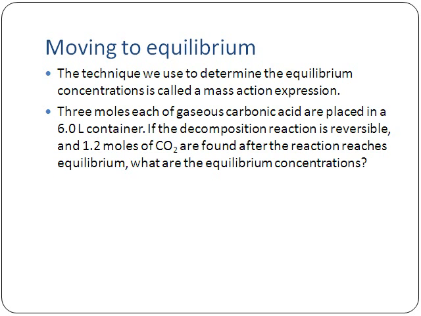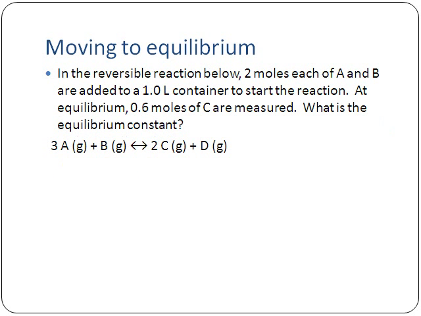So here's what we know. In the reversible reaction below, 2 moles each of A and B are added to a 1-liter container to start the reaction. At equilibrium, 0.6 moles of C are measured. What is the equilibrium constant? In this case right here, we do not know what the substances are, and the fact we have 3A plus B yields reversibly 2C plus D.